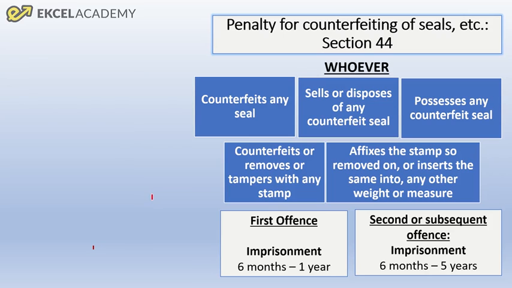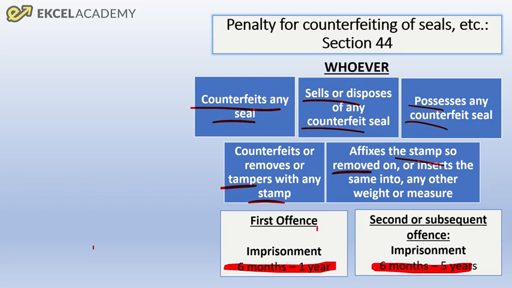Section 44, penalty for counterfeiting of seals. This is another kind of offense under the Legal Metrology Act. What the section says, and I quote: whoever counterfeits any seal, sells or disposes of any counterfeit seal, possesses any counterfeit seal, or counterfeits or removes or tampers with the stamp, or affixes a stamp which is already given, or removed, then for that person the offense is 6 months imprisonment which may go up to 1 year. For a second and subsequent offense, it can be 6 months to 5 years as the penalty.